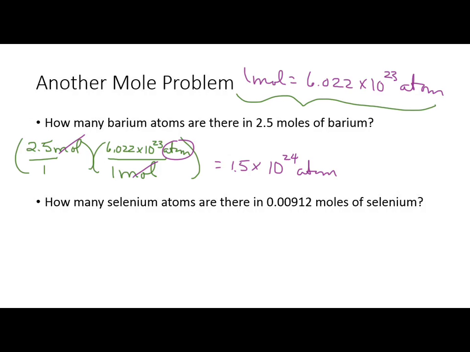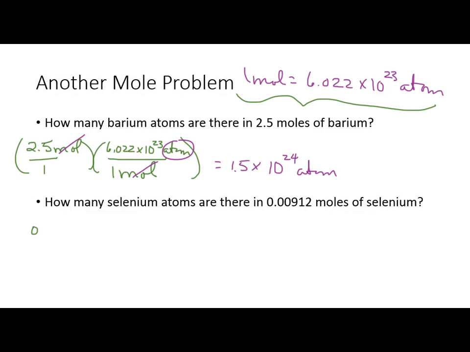All right, so the last one here, switching it up from barium to selenium. How many atoms are there in 0.00912 moles? So it's going to be less than 6.022 times 10 to the 23rd. Actually, if you take Avogadro's number, 6.022 times 10 to the 23rd, and multiply it by that 0.00912, you would get the right answer. Okay, that's totally right.